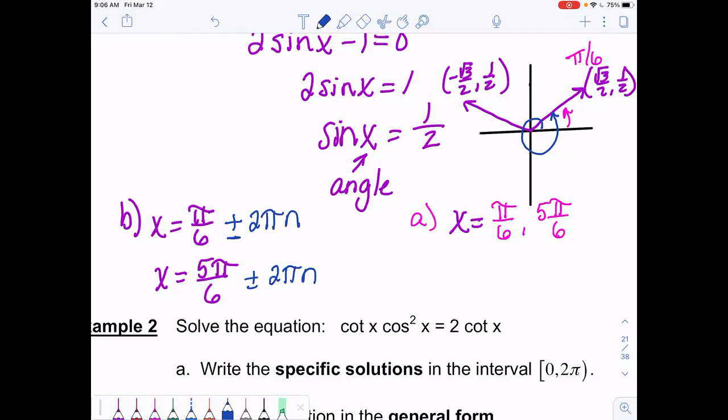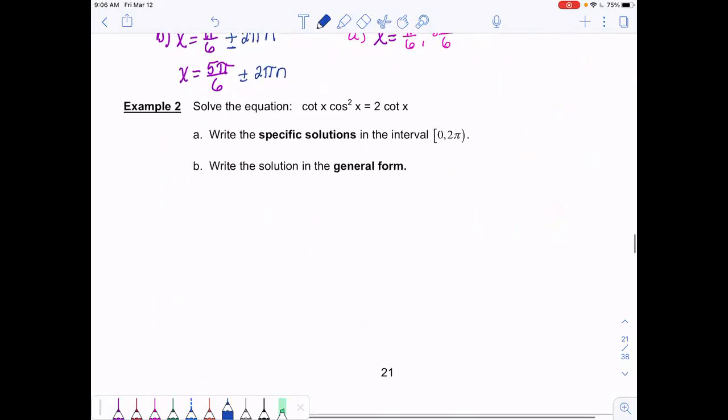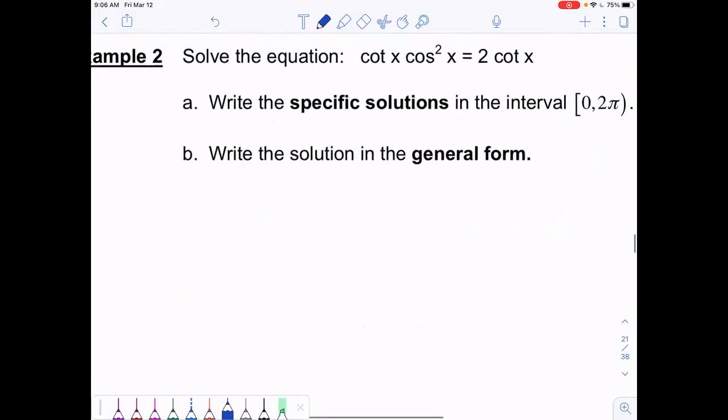All right, so let's look at number 2. I said I started off easy. Number 2 looks totally different. We have the cotangent times the cosine squared equals 2 times the cotangent. So think about solving an equation. This one now has 2 different trig functions in it. So we need to try something to solve this equation. And I can't isolate one of those because there are 2 different functions in it.